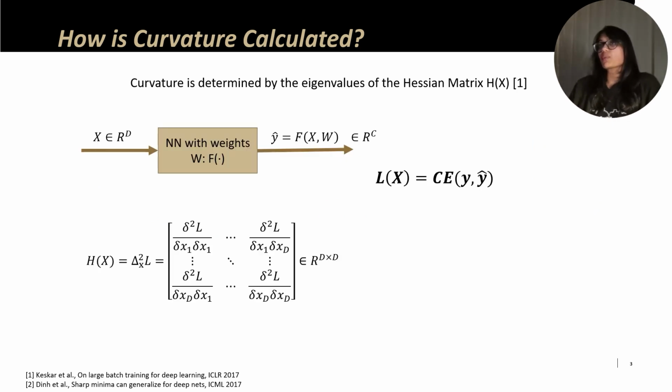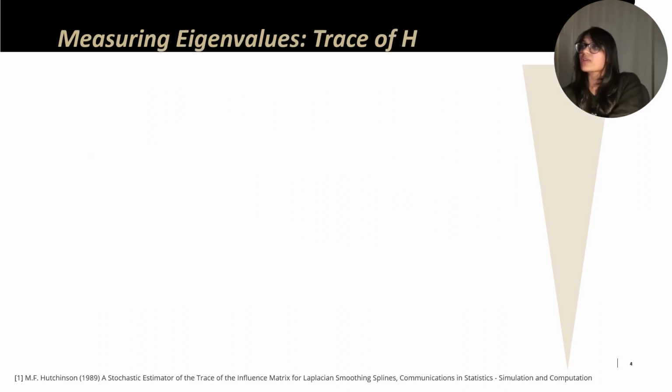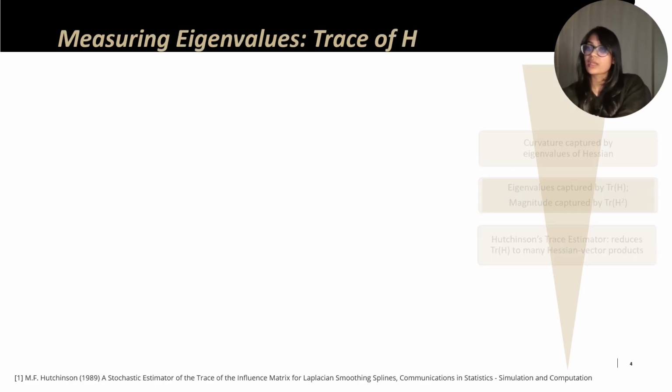If you have a neural network with an input x that is d-dimensional and generates a loss, L, the Hessian matrix is the second derivative of the loss with respect to the input. It's going to be a d cross d-dimensional matrix where each element is the second differential of the loss with respect to the i and the j input points. However, calculating this is quite expensive, and doing the eigendecomposition of this is also quite expensive. And hence we're going to make some relaxations.